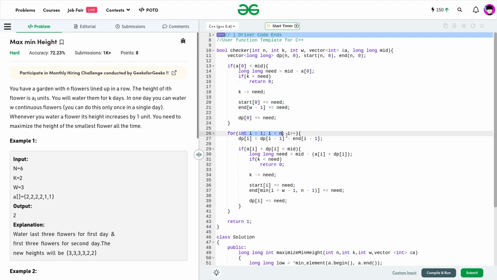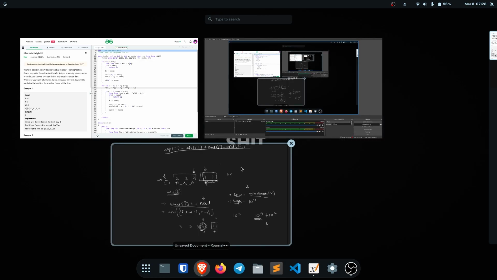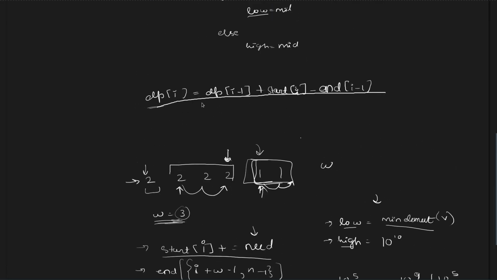After that, starting from the first position till the n minus 1th position, I set dp of I equal to dp of I minus 1 minus end of I. If you carefully observe the formula that I have written here, you will see that dp of I is equal to dp of I minus 1 plus start of I. So this is very important. I have not written it right now, minus end of I minus 1.